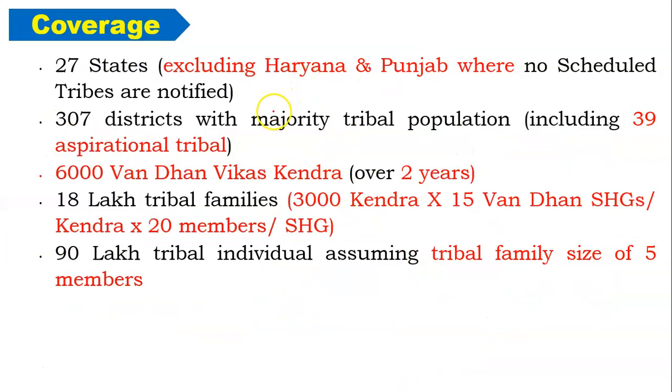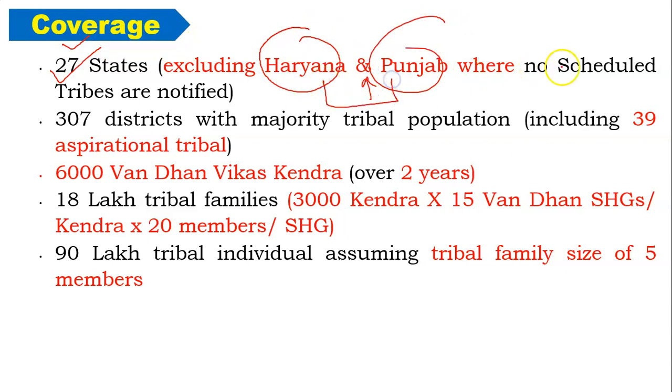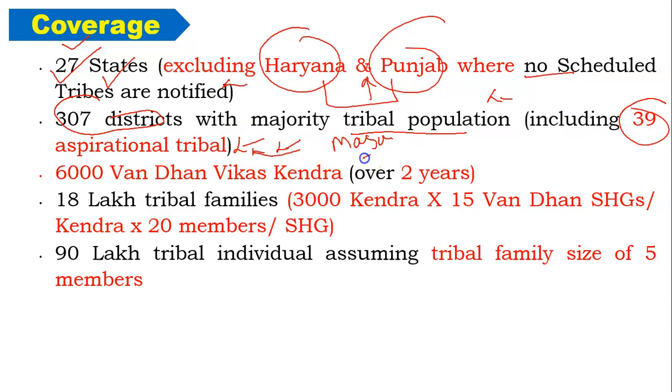Now, coverage. When it was launched, it covered 27 states excluding Haryana and Punjab. Why? Because these 2 states have no scheduled tribe notified. In these 27 states, they have identified 307 districts with majority tribal population. Under this, they are including 39 aspirational tribal districts and giving these districts more priority.